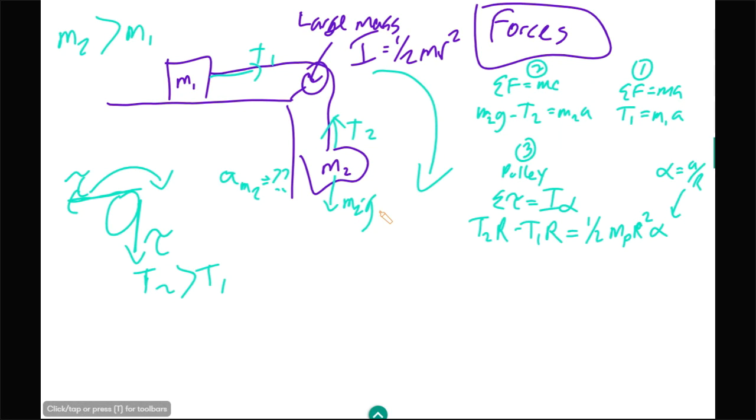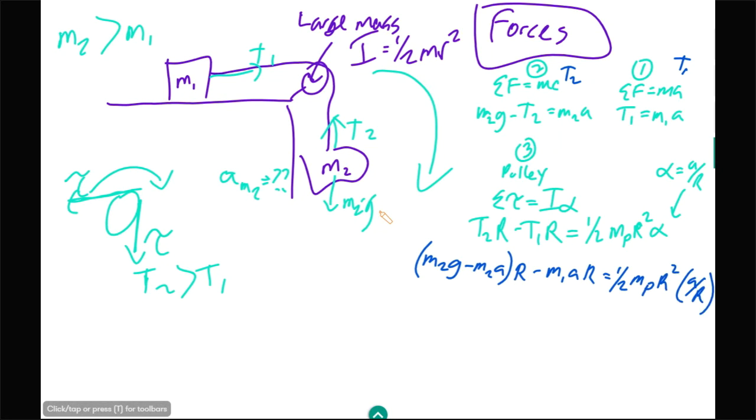That being said, let's do the combining part here, and we'll just throw everything together and then talk about it. So I'm going to solve this one for T2, and solving this one for T1. We plug them all into the rotational equation and then solve for A. So this is going to be, goodness, M2G minus M2A times R minus M1A R equals 1/2 MP R squared A over R. All of the R's disappear because every single term has one. The squared gets rid of the denominator one. So M2G minus M2A minus M1A equals 1/2 MPA.